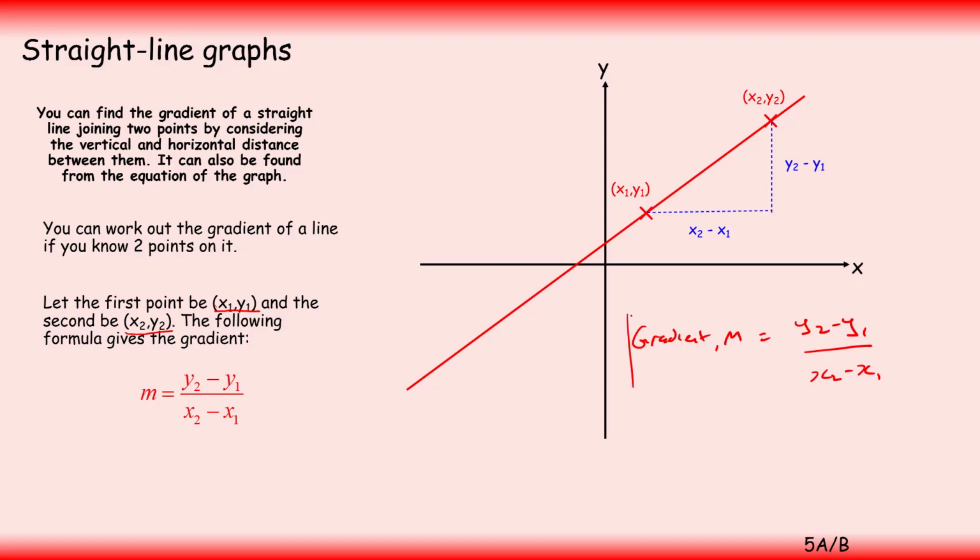What I want you to do now is to make some notes and write the formula. I think it's worth drawing the graph, if you can, showing where y2 minus y1 and x2 minus x1 come from. Okay, so hit pause, make your notes. Once you've done that, hit play, and we'll look at an example.